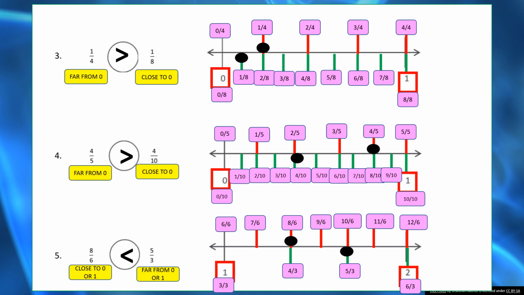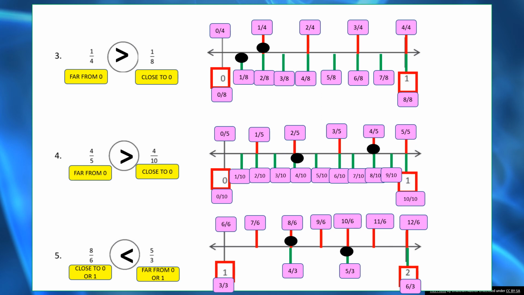So we know that 0 would be on the end where 1 is. So that still has the same rule, right? It would be closest to 0 or closest to 1, and that would make it small. Far from 0 or far from 1 would make it big.